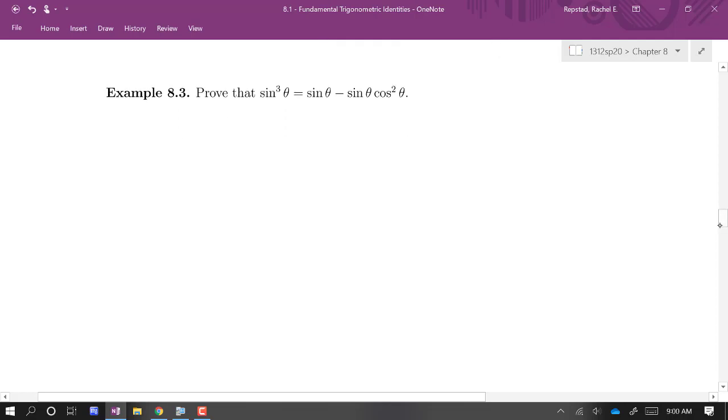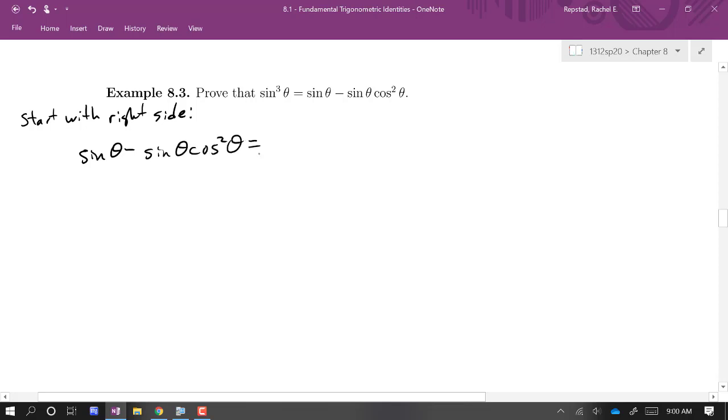Okay, so let's do another one. We're going to prove that sine cubed theta is equal to sine theta minus sine theta times cosine squared theta. Now, I can pick either side of this equation to start on. And it looks to me like there's more going on the right side. So I'm going to start with the right side. So sine theta minus sine theta times cosine squared theta.